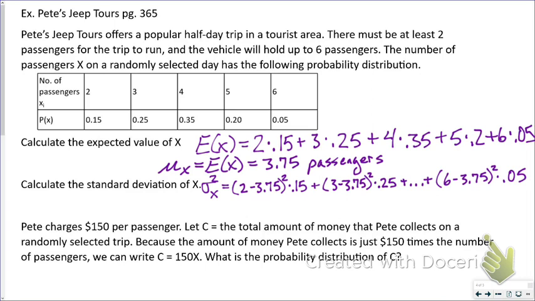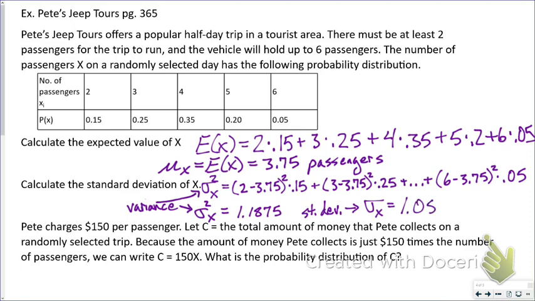So this right here squared is called the variance. The variance is 1.1875 when you add all that up. You got to square root it. And then you have the standard deviation, 1.0897.